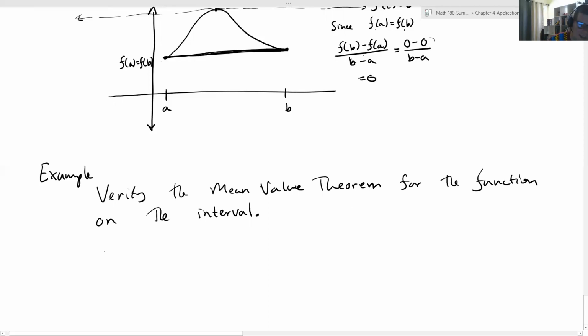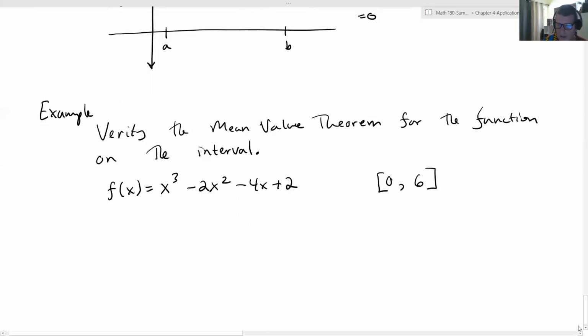So we'll let f of x equal x cubed, excuse me, x cubed minus 2x squared minus 4x plus 2. And we'll take the interval from 0 to 6. So that's our question. Take a minute to write that down.